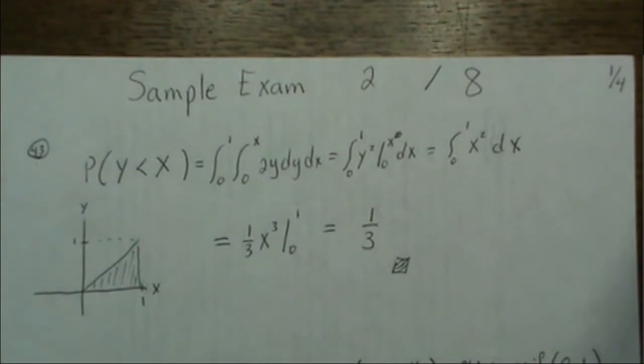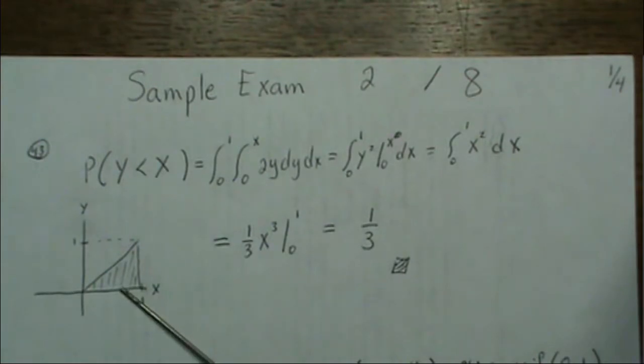Problem 43. Here we're given that X and Y are independent, so the product of their marginal distributions is the joint distribution. We're trying to find that Y is less than X, which is this region. X and Y go from 0 to 1, so we integrate the joint distribution over this region.